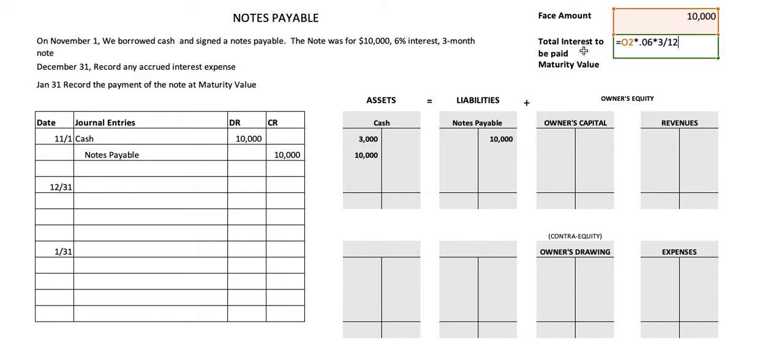So once again, the total interest paid is the 10,000 times 0.06 times 3/12 equals $150 that we're going to pay when we pay this money back. So maturity value is what we're going to pay back at the due date. Maturity value is the face amount plus the interest amount. So for this note, the maturity value is $10,150.